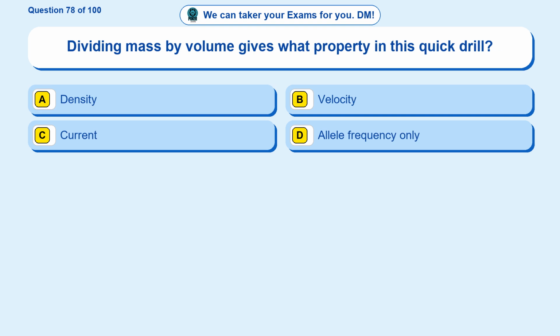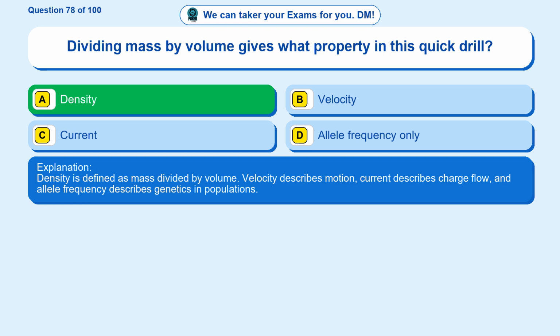Question 78. Dividing mass by volume gives what property in this quick drill? Option A, density. Option B, velocity. Option C, current. Option D, allele frequency only. The correct answer is option A, density. Density is defined as mass divided by volume. Velocity describes motion, current describes charge flow, and allele frequency describes genetics in populations.